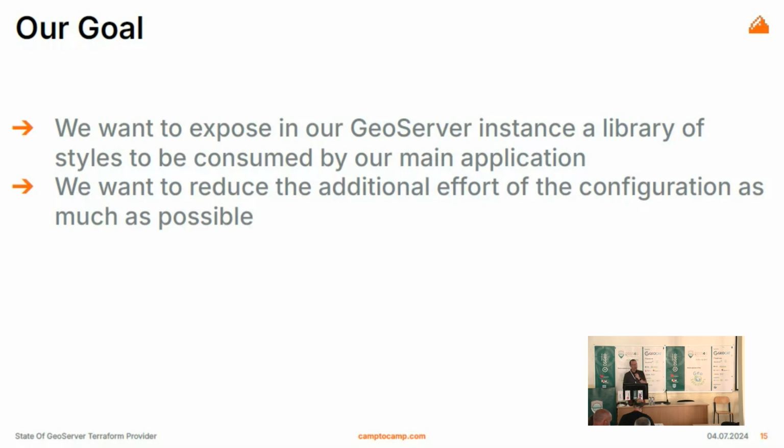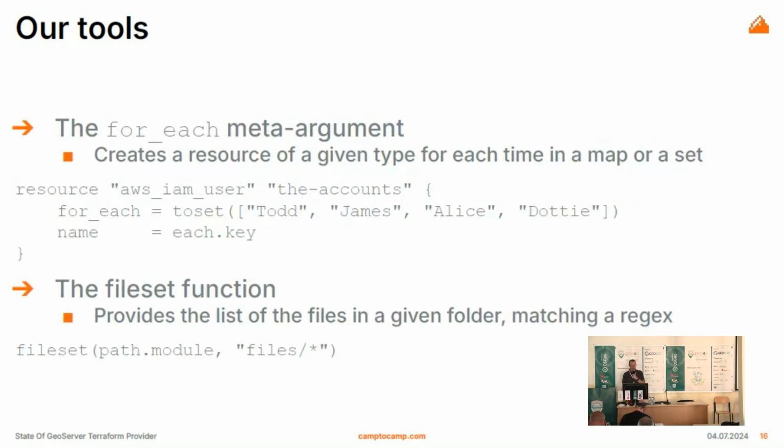So the goal is that we want to expose easily in our GeoServer instance a library of styles, which will be consumed by our main application. So the main application will need to ask, for example, in WMS, a layer with a given style that we have in our library. And we want to reduce the effort to publish it with the Terraform configuration.